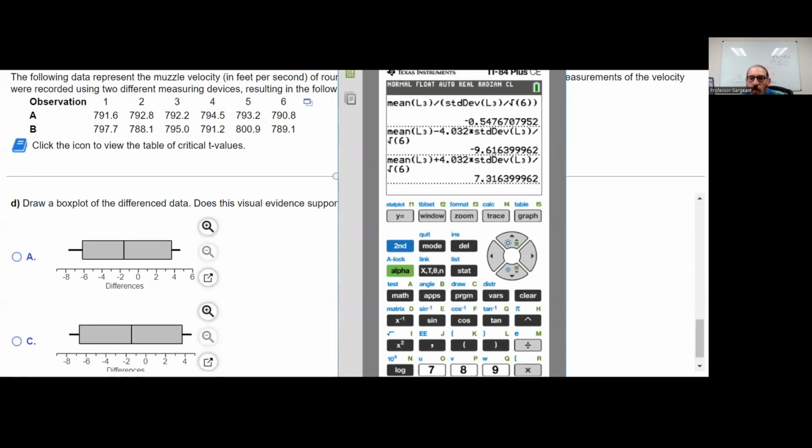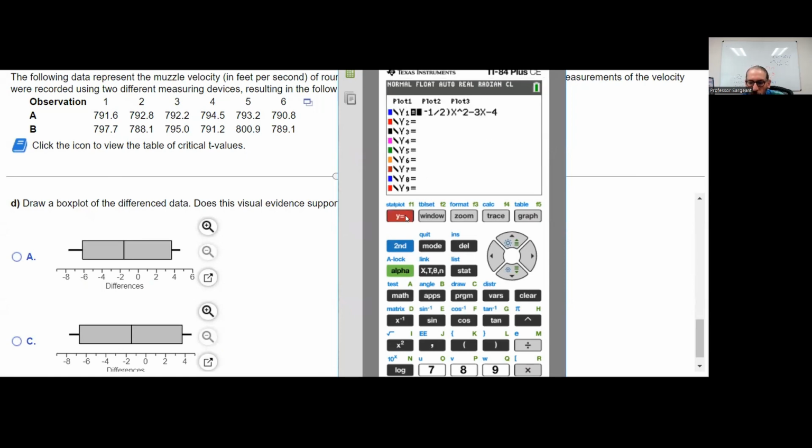Box plot. I am going to turn off my algebra stuff here. Turn on my stat plots. Second and y equals. Stat plot 1, turn it to on. If it's not on, you can either do what I just did or press enter and do this.